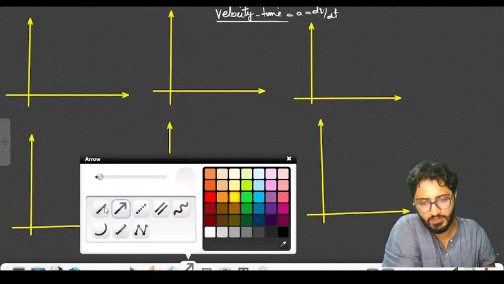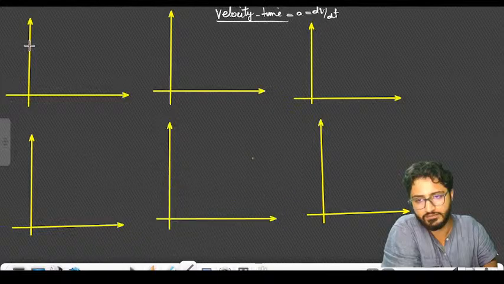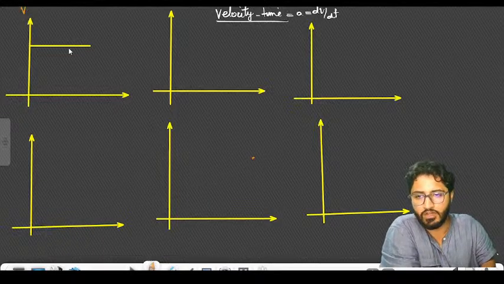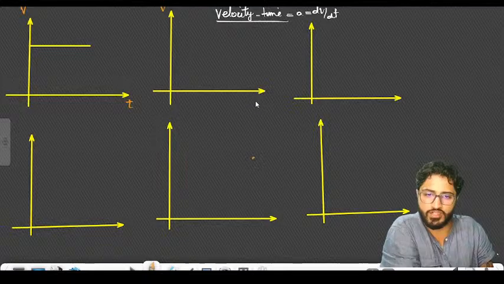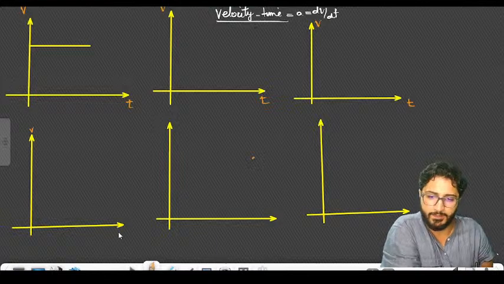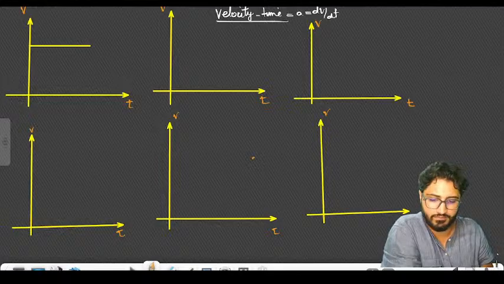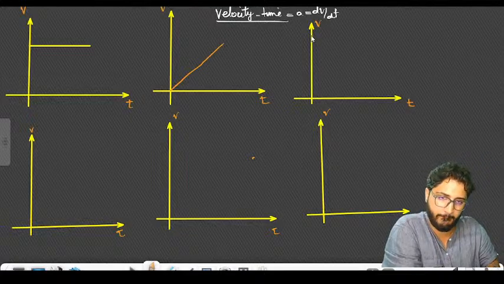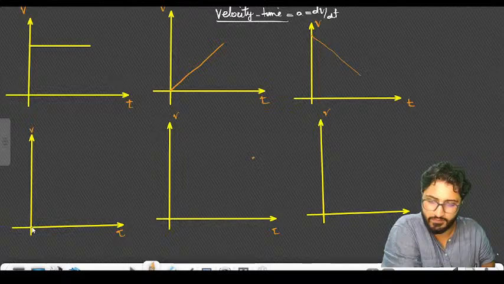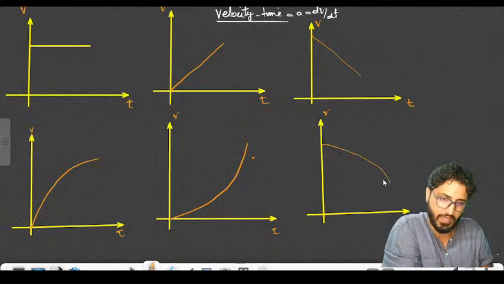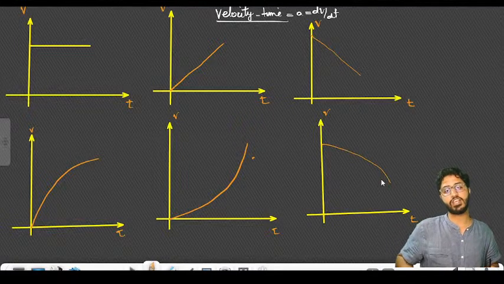Same. First line in this way, velocity-time. Okay, second one like this. Third one like this. Fourth one like this. Fifth one like this. Last one, the sixth, like this. We are having these six graphs.